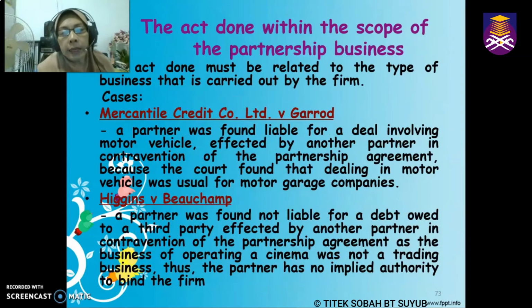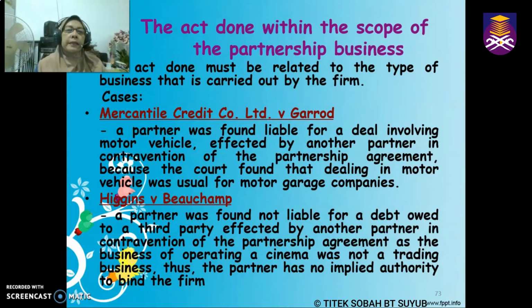Let us discuss these one by one in detail. Number one, what is done by the partner must be within the scope of the partnership business. This means that what he did must be related to the type of business carried out by the firm. Let us do a comparison between these two cases: the case of Mercantile Credit Company Limited versus Garrett and the case of Higgins versus Beaumont.